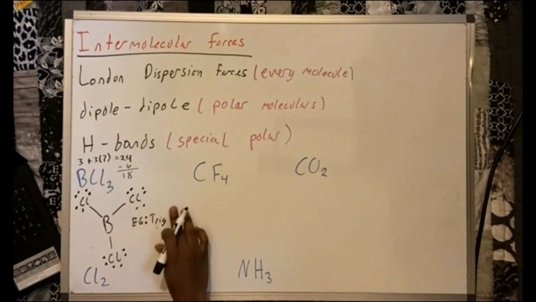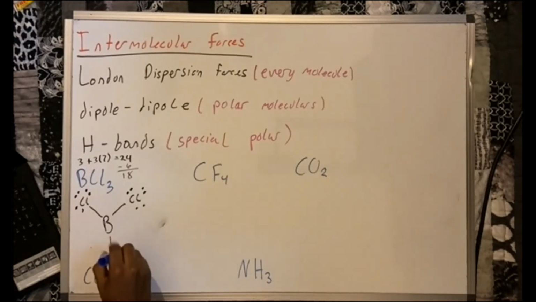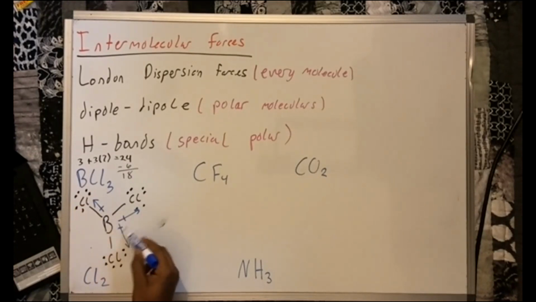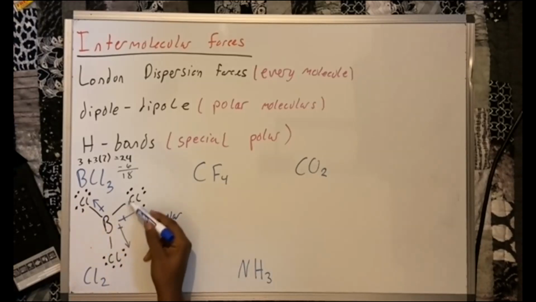This thing is trigonal planar, symmetric and all. So all these things are in a plane. And so I would draw my dipoles. Chlorine's more electronegative than boron, so they all go this way. If you do your trigonometry, you'll see that all these vectors cancel each other out, so this thing is non-polar. You don't really need the vectors. You just look at this and see, oh, it's symmetric everywhere, and it's flat, so it's non-polar. So the only forces this thing has is London forces.